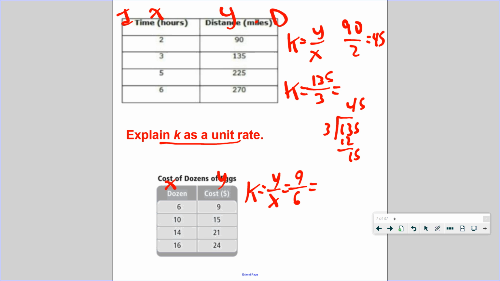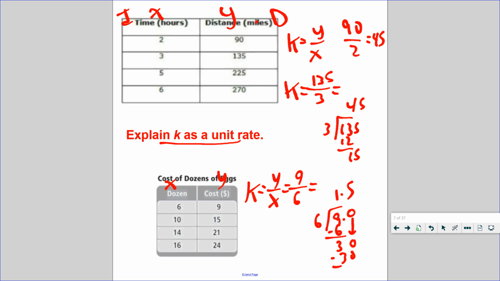So what is 9 divided by 6? 6 goes into 9 one time. 9 minus 6 is 3. Annex a 0. 6 goes into 30 5 times. But this is about money, so the constant proportionality is 1.50. But explain that in words. It's $1.50 per dozen. $1.50 for each dozen.